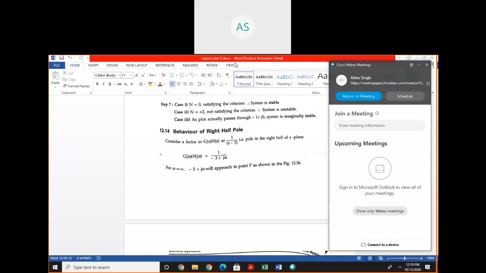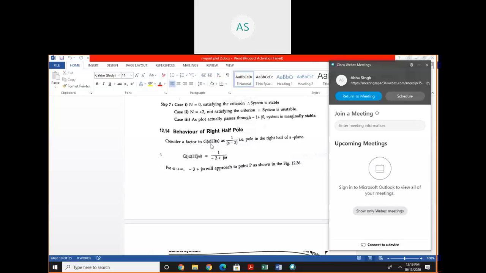In continuation with Nyquist plot, today we will solve some more problems on Nyquist plot. First, we discuss the behavior of the right half pole. Suppose G(s)H(s) is given as 1 by s minus 1, a pole in the right half of the s plane.